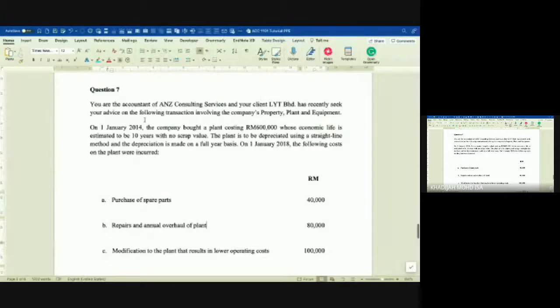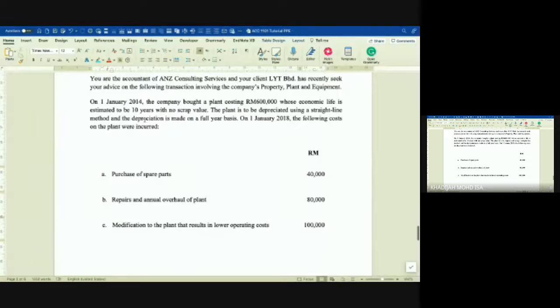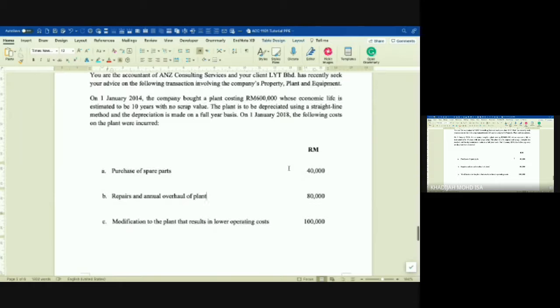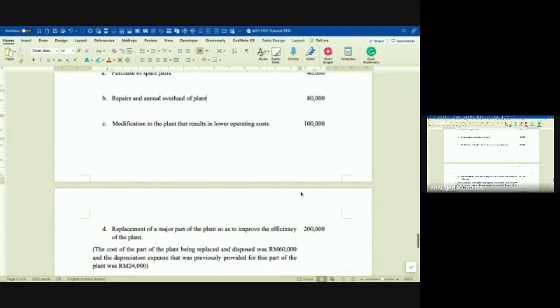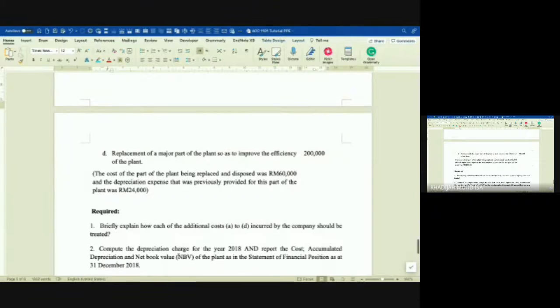The company bought a plant costing 600,000, then the plant is to be depreciated using straight line basis, full year, and then the following costs are incurred. So you have 600,000 plus purchase of spare parts, repair, and modification to the plant that results in lower operating cost. Replacement of major part of the plant so as to improve efficiency, so this one is included. The cost of the part of the plant being replaced and disposed was 60,000. Compute the depreciation charge for the year 2018. What is the cost?